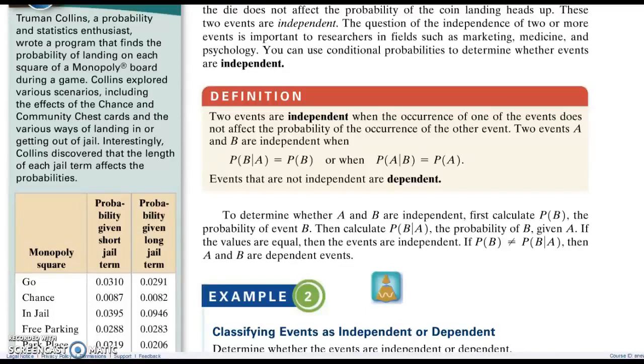So we wrapped up last video talking about independent and dependent events. Just to recap, that means that the event's probability does not change when the other event happens. So the probability of B given that A occurs is still equal to the probability of B. And vice versa, the probability of A doesn't change when B occurs.